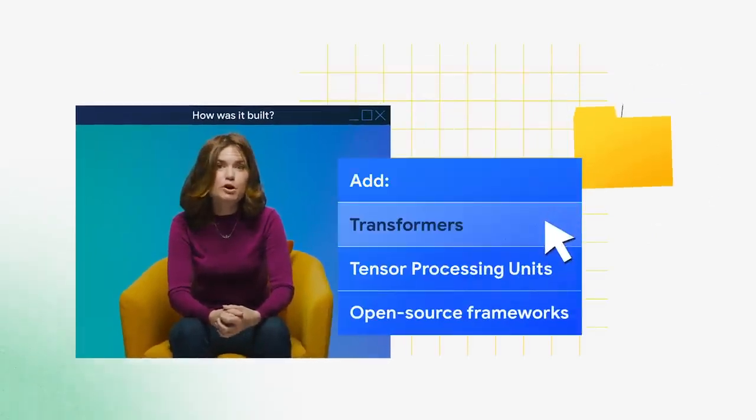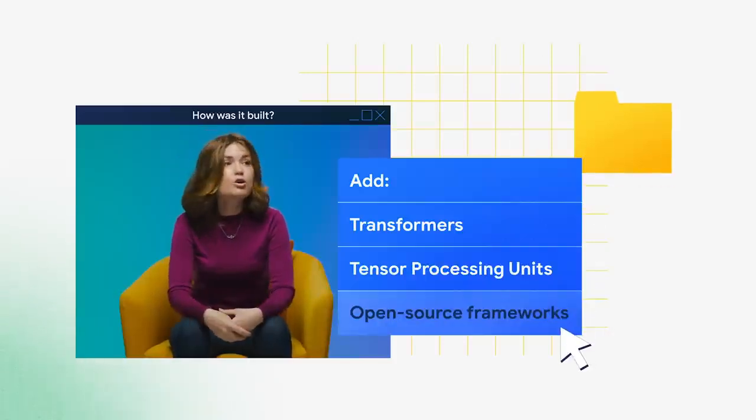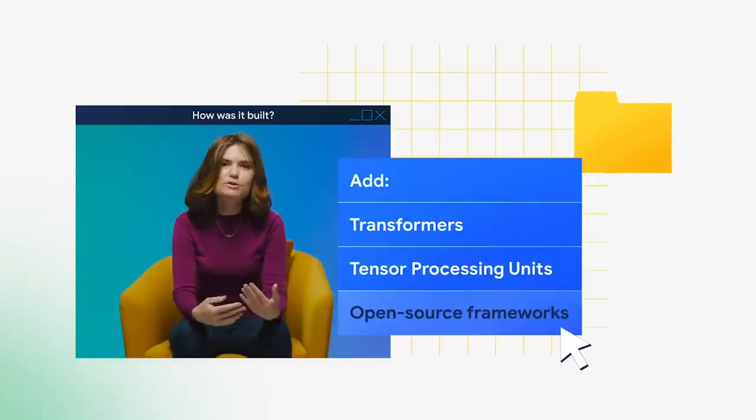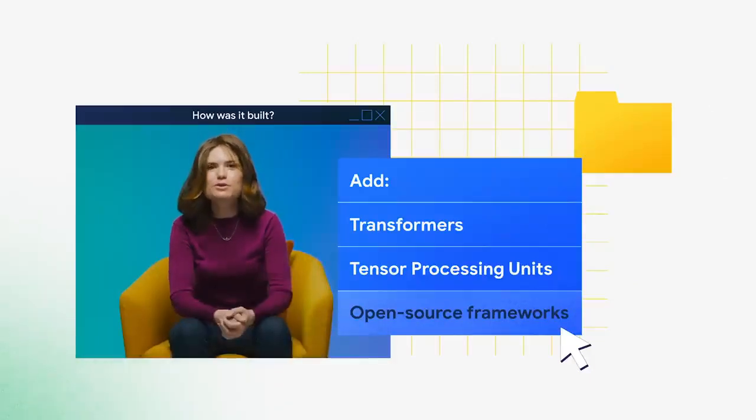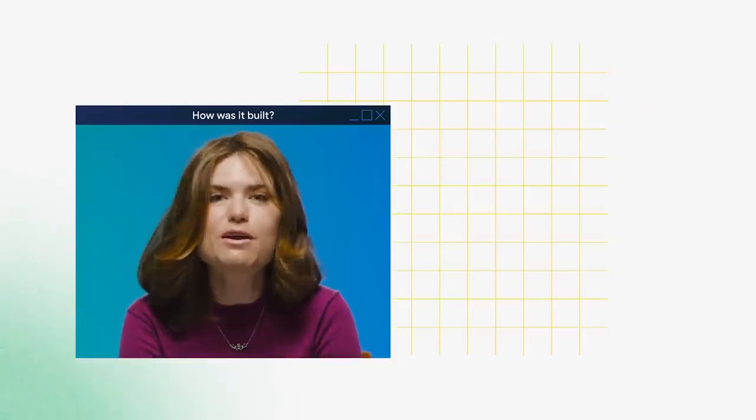Everything from the transformer architecture to our tensor processing units, or TPUs, our open source frameworks like TensorFlow or JAX, or many of the open source libraries that we've created. Many of the advancements that we've pioneered are in the products that you use every day.